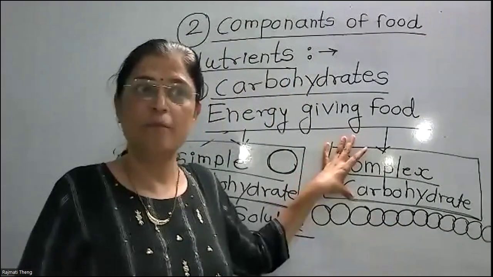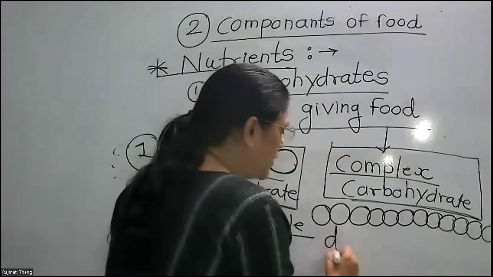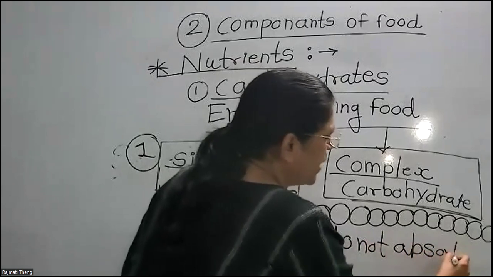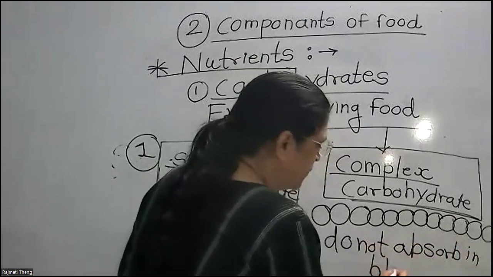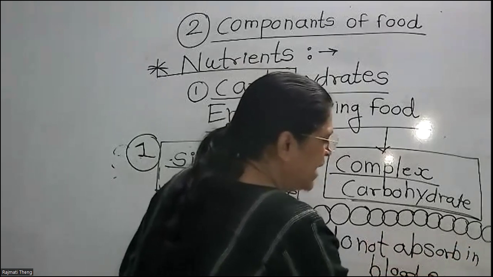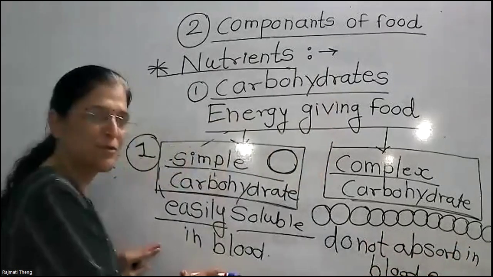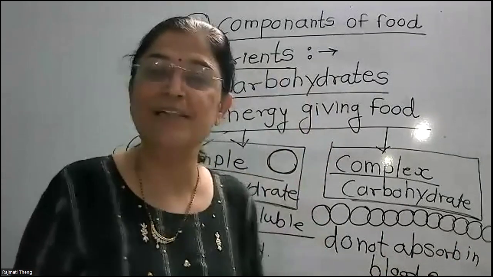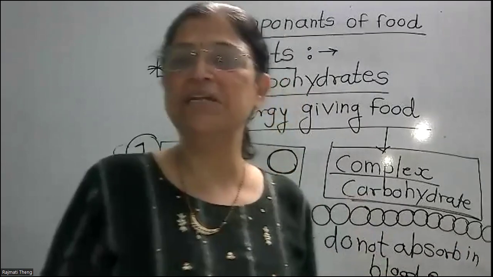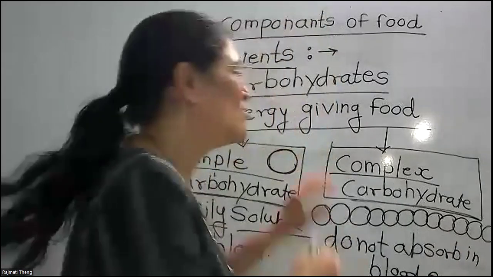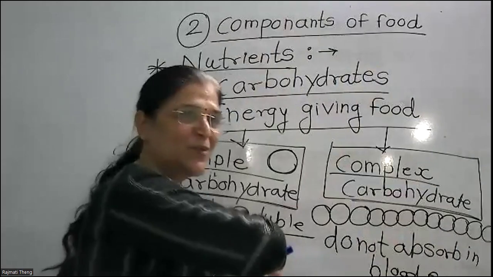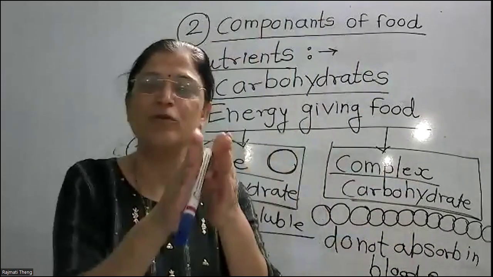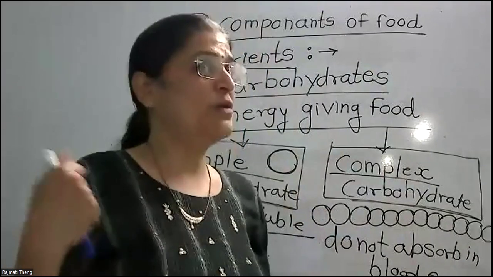Why is it called a complex carbohydrate? It is not absorbed in the blood easily. And what happens in simple? It is absorbed in the blood easily. Simple gives immediate energy. Does complex give immediate energy? No. Complex is first broken down into simple and then we obtain the energy.